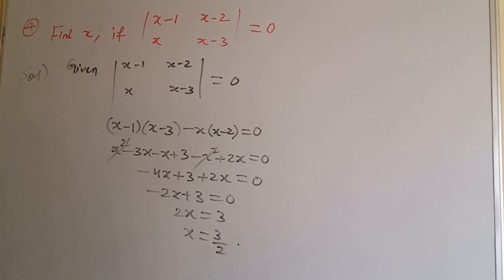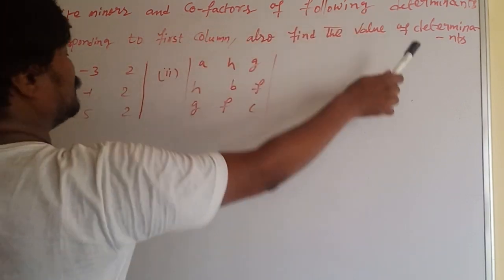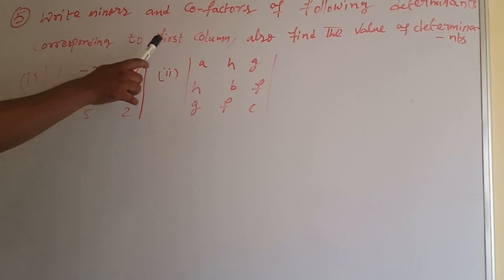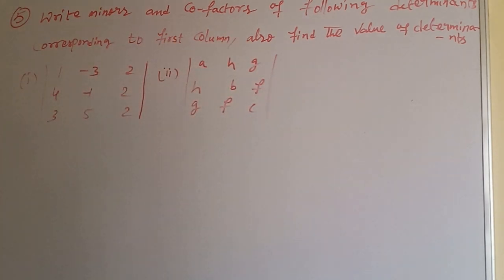So in this way you have to find. Let's move on to the fifth question. Write the minors and cofactors of the following determinants corresponding to the first column, also find the value of the determinants. So in this first question, let me solve.